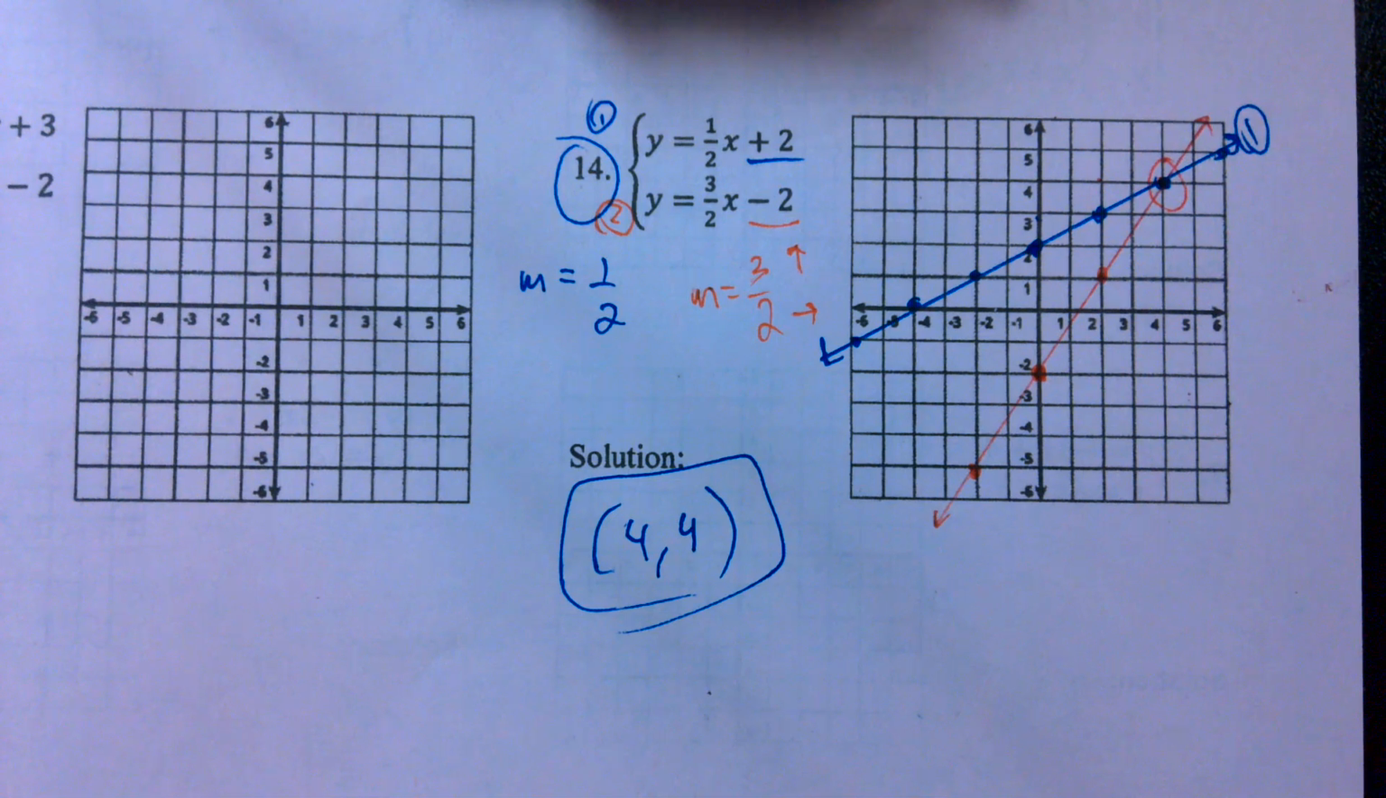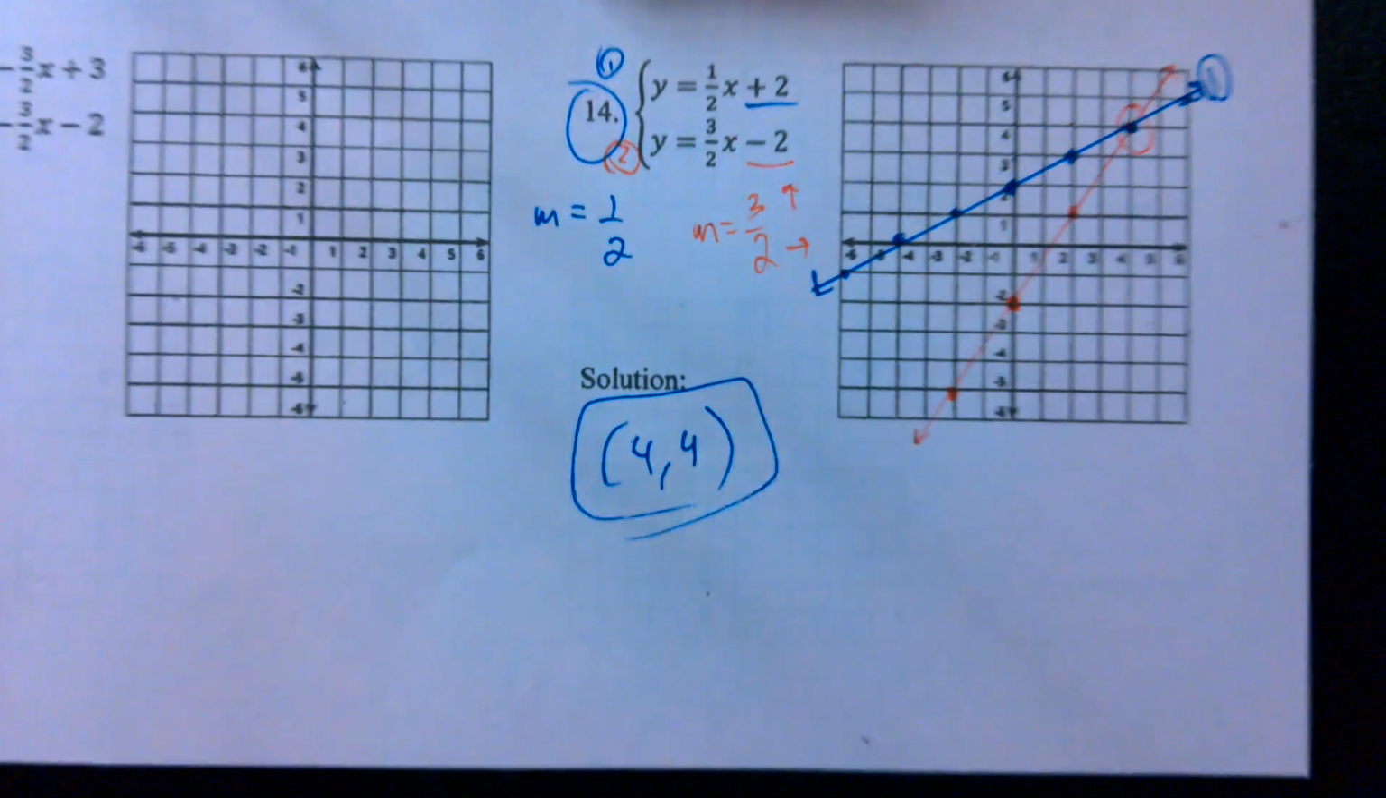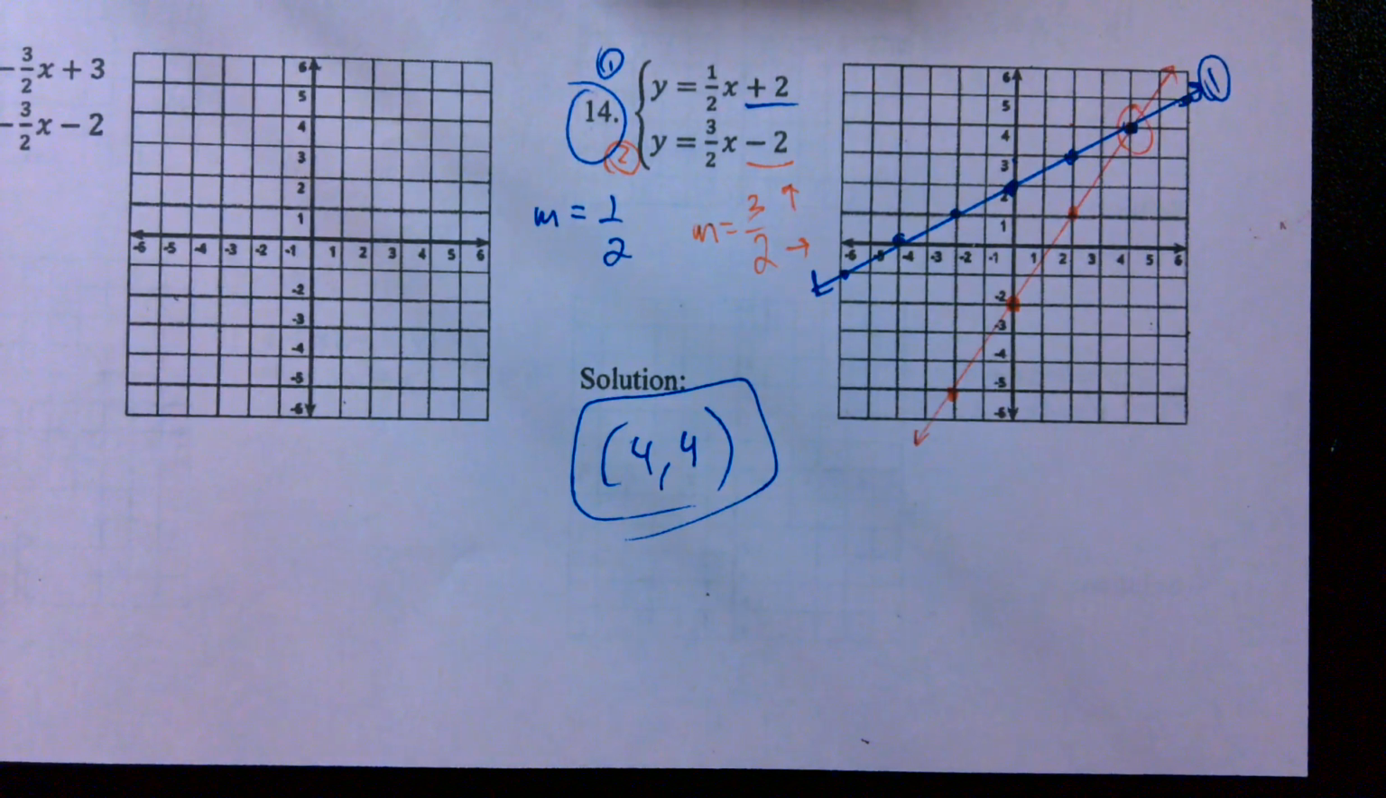That's funny. We did negative 4, negative 4, no solution, and then positive 4, positive 4. Does that sound good on 14? Yeah?